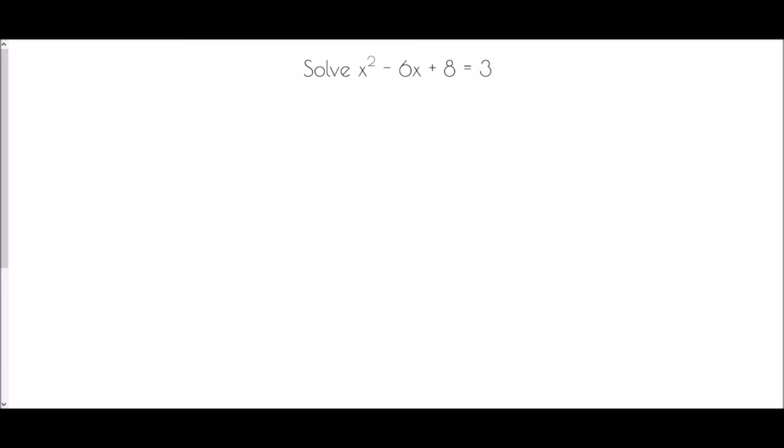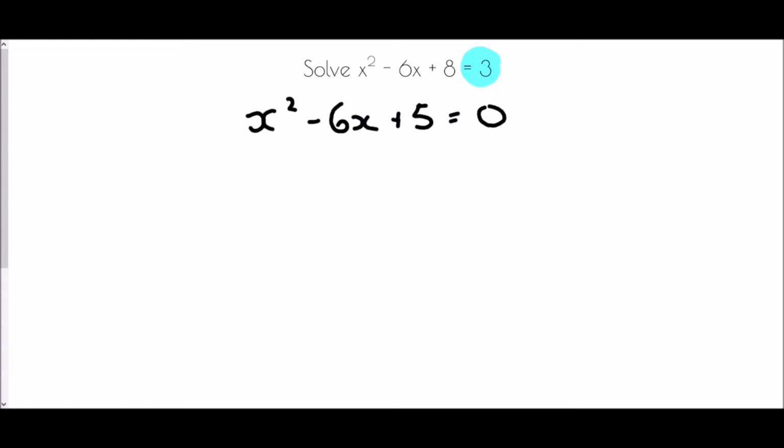And lastly, x squared take away 6x plus 8 equals 3. So here is the situation that I was talking about. We don't have equals 0 at the end, and therefore we're going to have to do a little bit of work just beforehand to make it equal to 0. And so it's still x squared, it's still take away 6x, but what I'm going to have to do is subtract 3 from both sides. So if I subtract 3 from both sides, that becomes plus 5 and equal to 0.